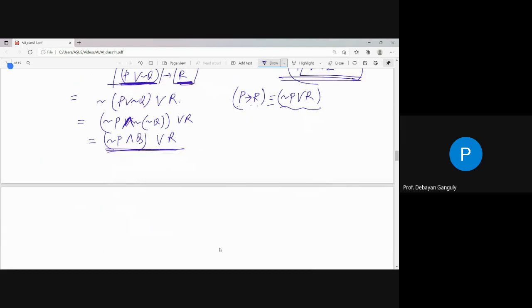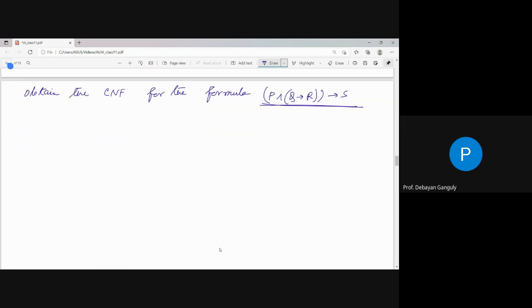Or if you have to obtain the conjunctive normal form for, say, the formula P and Q implies R, implies S, like that. In examinations there may be four options and you have to give the answer which one is the correct one. In that particular case, these are very important, right? So how can we obtain that? This is P and Q implies R. I suggest that can be taken as a home task.